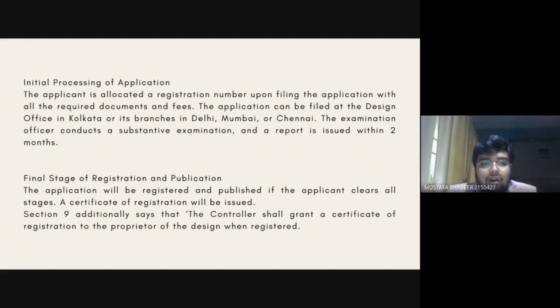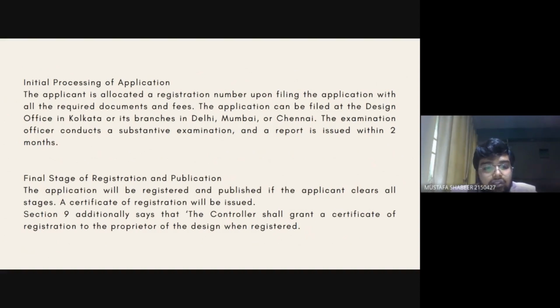Initial processing of application. The applicant is allocated a registration number upon filing the application with all the required documents and fees. The application can be filed at the design office in Kolkata or its branches in Delhi, Mumbai, or Chennai. The examination officer conducts a substantive examination and a report is issued within 2 months.